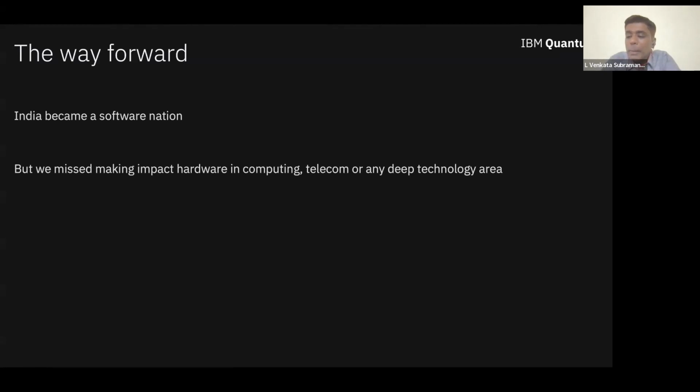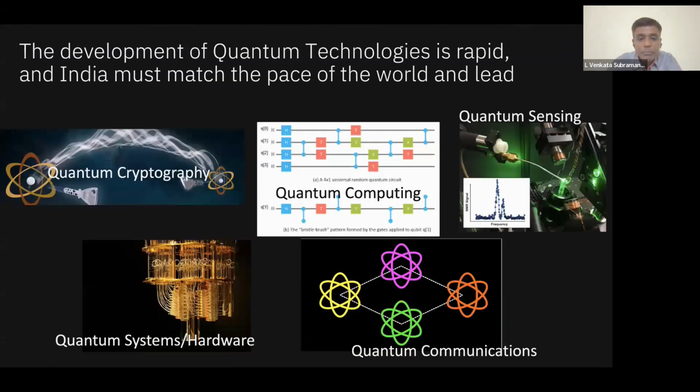But the government and industry have taken note, and some changes are happening now. As I said, quantum involves multiple areas: quantum cryptography, quantum computing, quantum sensing, quantum communications, and quantum hardware, and each of these will get impacted, because there is rapid development in these technologies, and what India must do is match the pace.